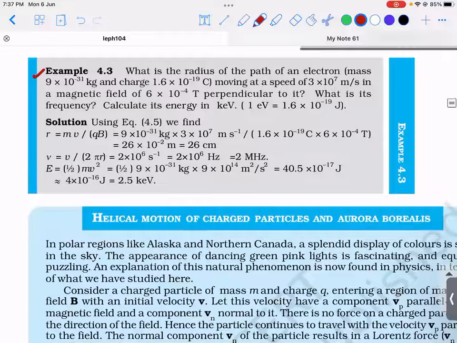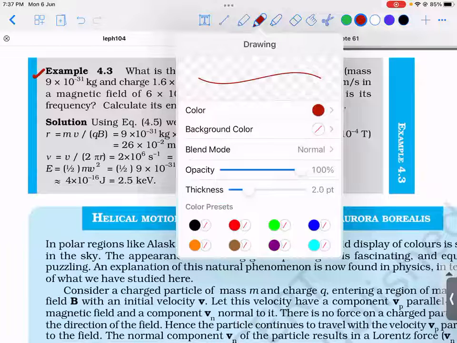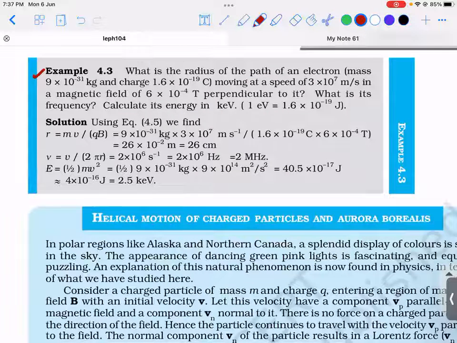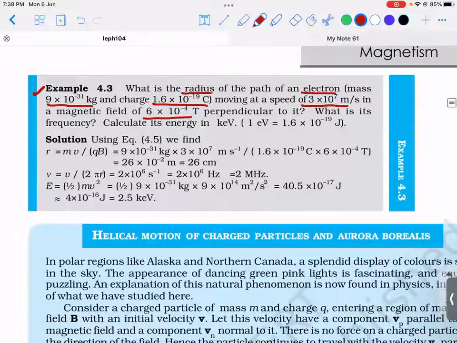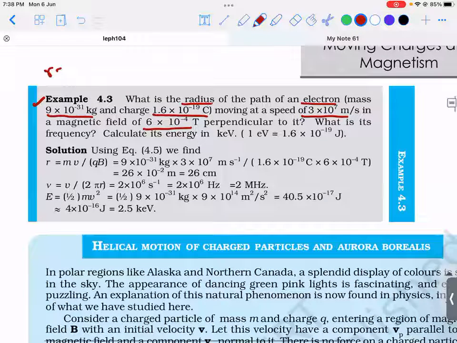Let's try this. What is the radius of the path of an electron whose mass is 9 into 10 power minus 31 kilogram and charge is 1.6 into 10 power minus 19 coulomb, which is moving at a speed of 3 into 10 power 7 meters per second in a magnetic field of 6 into 10 power minus 4 Tesla perpendicular to it? So R is equal to, you know the formula, R is equal to mv divided by qB.